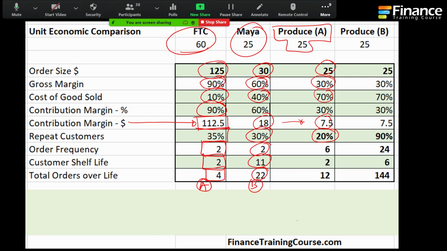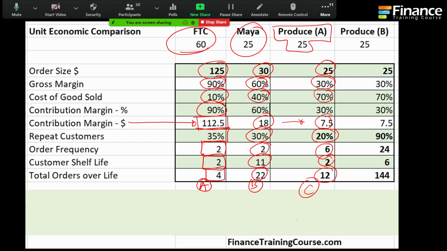So, what did you do to the customer? And the customer said, I'm never ever going to order from you again, right? So the order frequency is a bit higher compared to these guys, but because of the customer service experience there are challenges. And then the customer shelf life is about 2 years, and the total orders over the life is about 12 orders, and this becomes business number C.